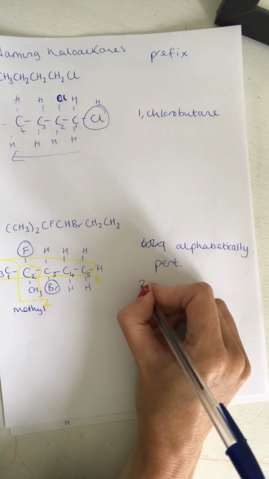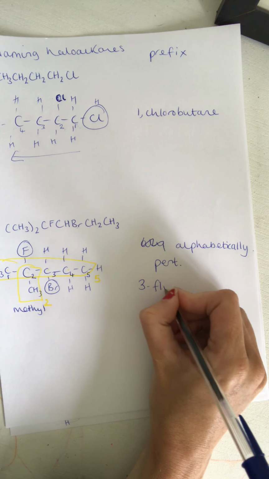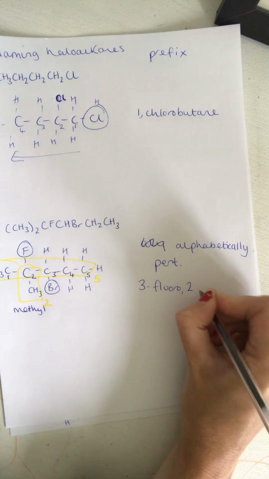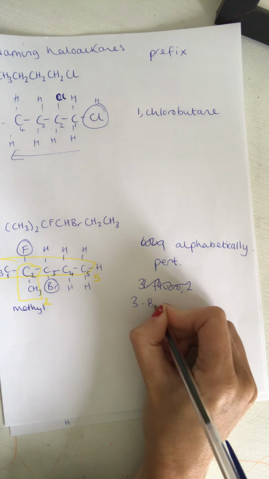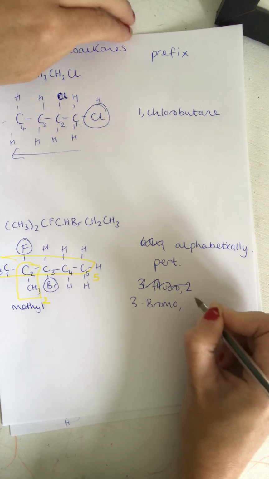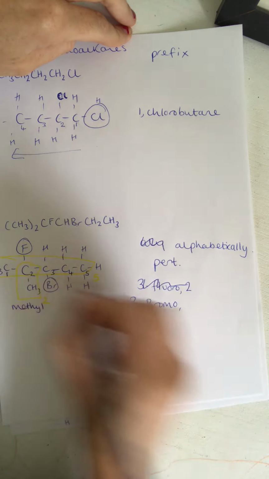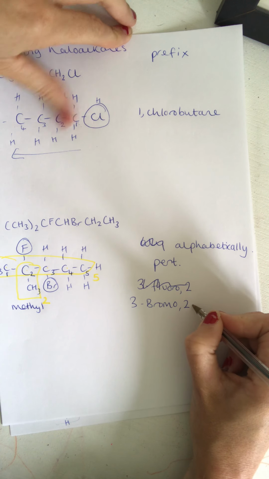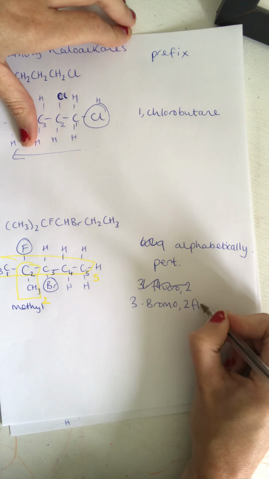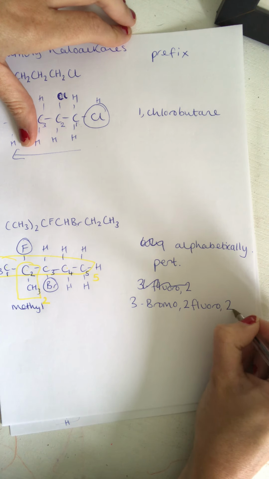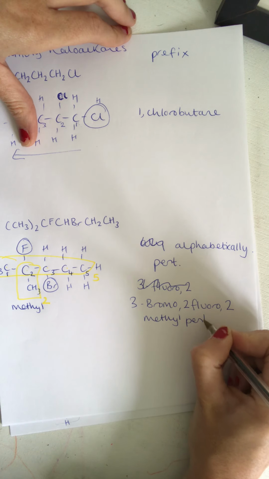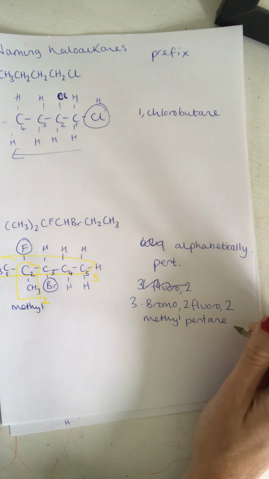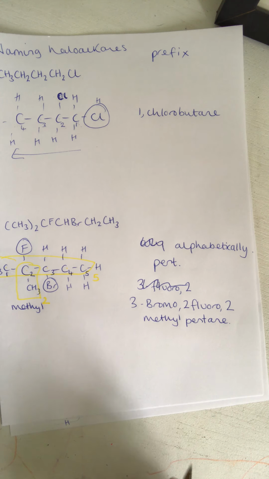So we've got 3-bromo, 2-fluoro, 2-methylpentane. There's no double bonds there, so it's going to end in ane, and that's how you name your haloalkanes.